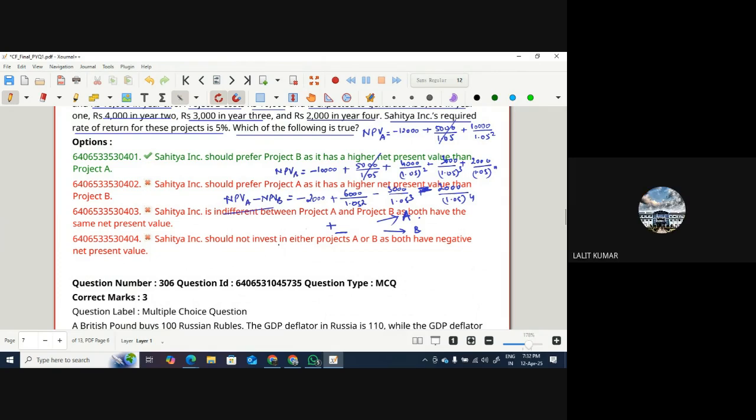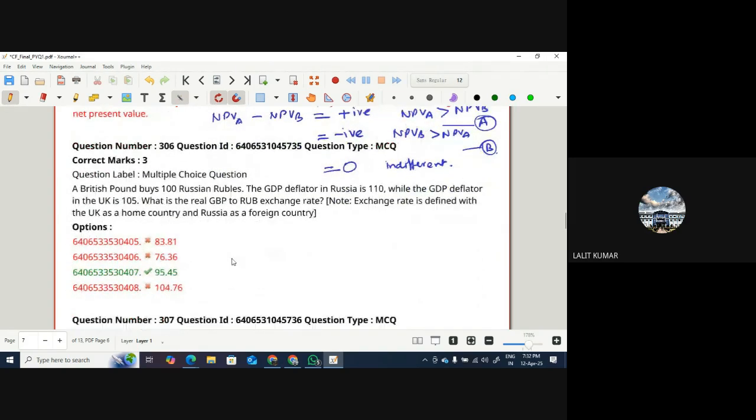So if your NPV A minus NPV B is positive, it means your NPV A is greater than NPV B. So you go for A. And if it is negative, then your NPV B is greater than NPV A. Then you go for B. And if it is 0, then you are indifferent. You can go for anything. Is this okay? Yes, sir. Okay.